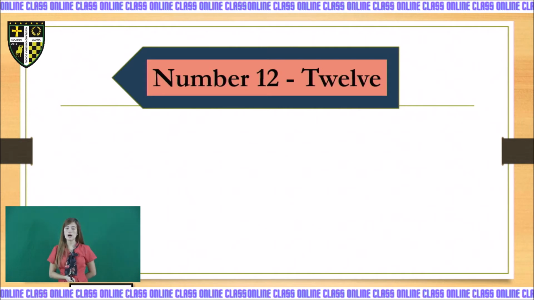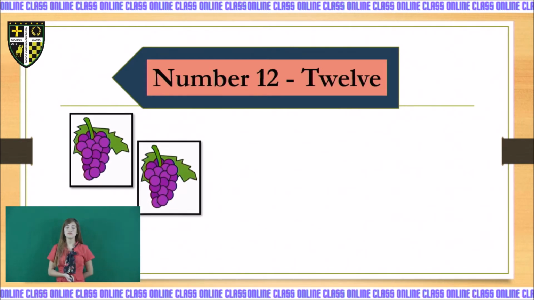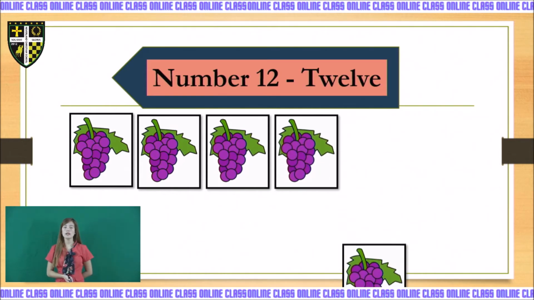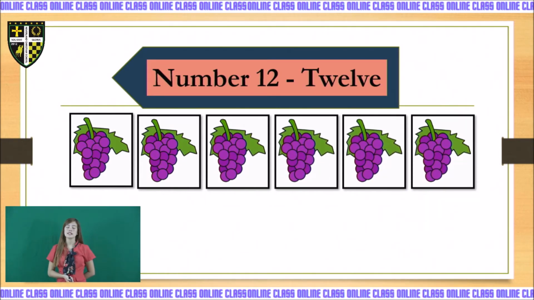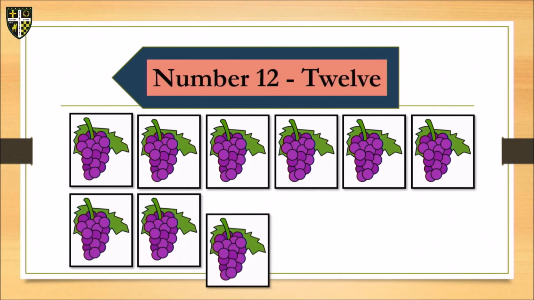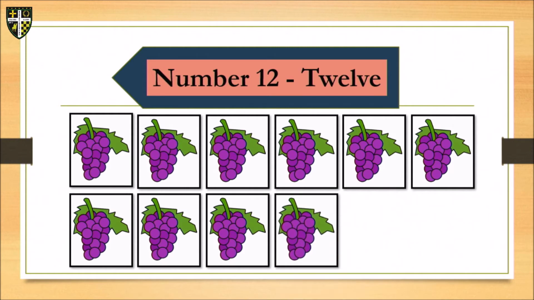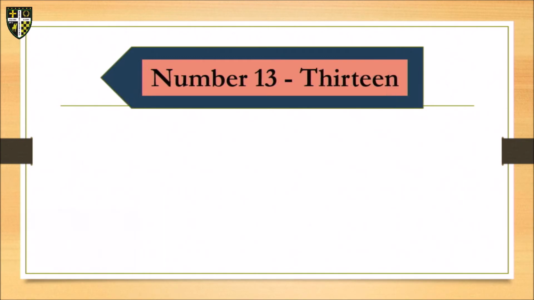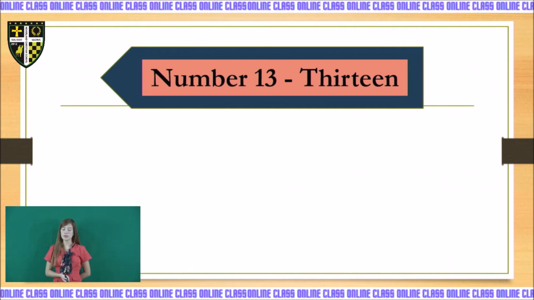Okay, now let's count. 1, 2, 3, 4, 5, 6, 7, 8, 9, 10, 11, 12. We have 12 grapes. Again, kids, we have 12 grapes. After number 12, we have number 13. Again, kids, we have number 13.